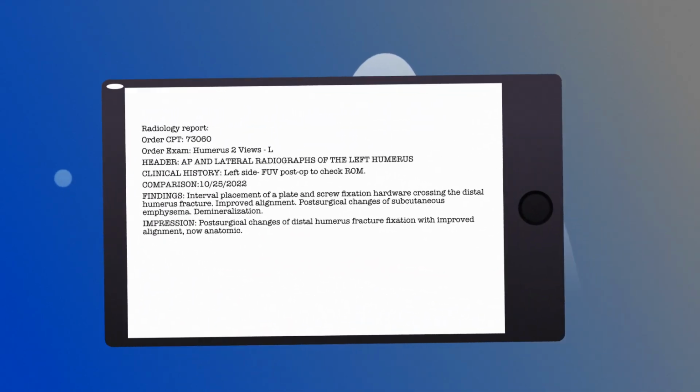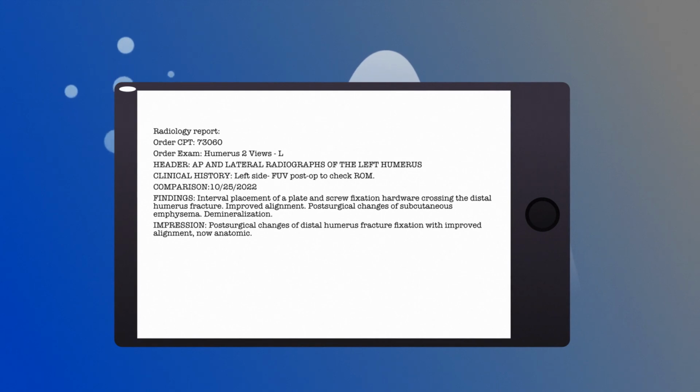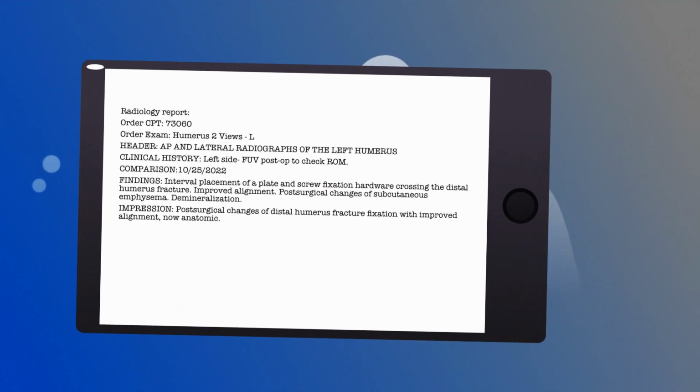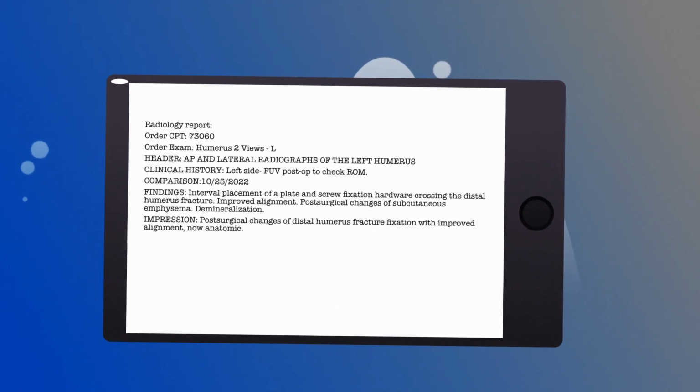Report example. Order exam: humerus 2 views left. Header: AP and lateral radiographs of the left humerus. Clinical history: left side follow-up post-op to check range of motion. Comparison: 10/25/2022. Findings: interval placement of a plate and screw fixation hardware crossing the distal humerus fracture. Improved alignment. Post-surgical changes of subcutaneous emphysema, demineralization. Impression: post-surgical changes of distal humerus fracture fixation with improved alignment, now anatomic.